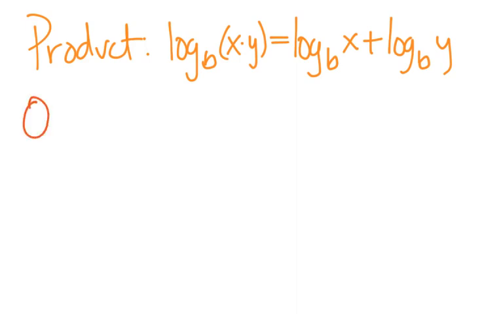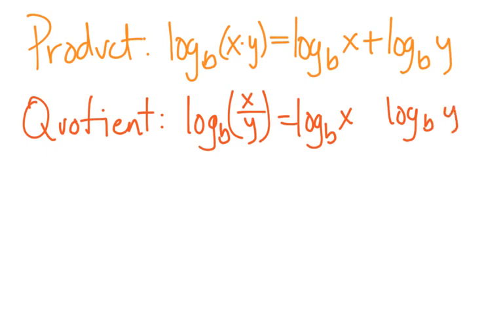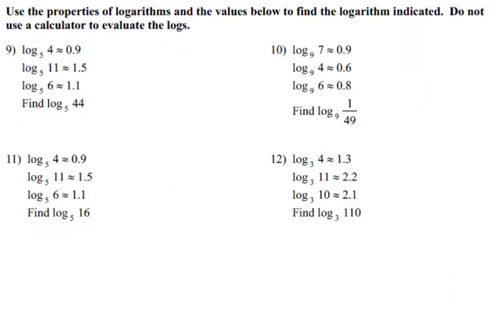Okay, we also have the quotient rule. It's kind of the same idea, except this time when it's division going on, we split up and they each get their own log, but the difference from the multiplication is that we're using subtraction. And finally, the power rule is that anytime we have a power in that input area, you can take that power and multiply it by the whole log. So those are the 3 we're going to use.